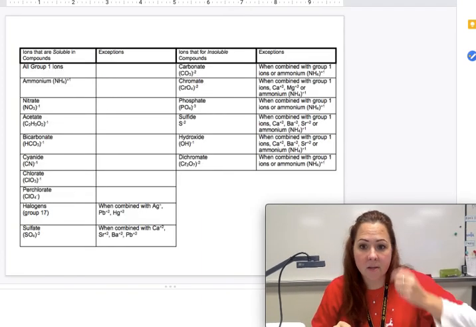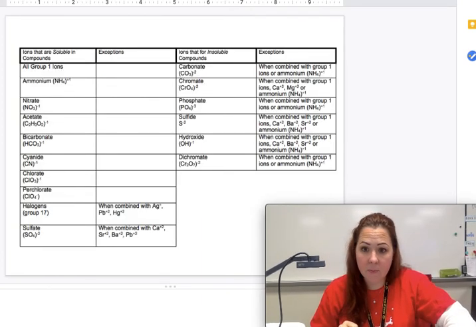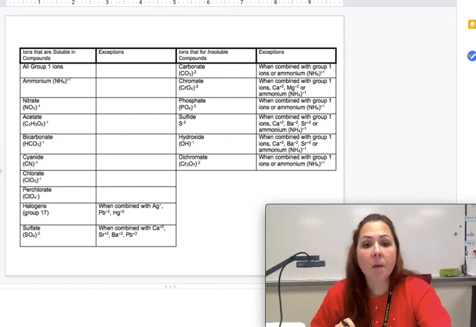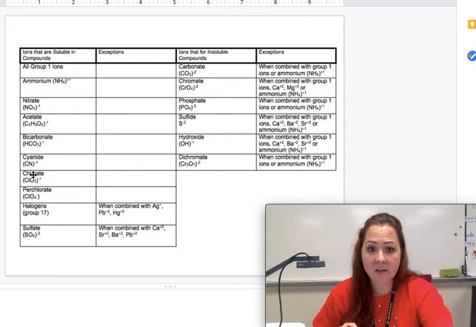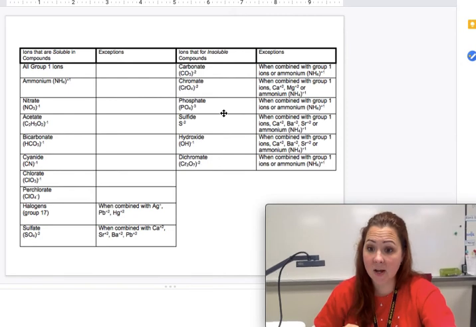The chart looks like this, and I've also got it on a piece of paper that I can actually write on. But when you look at it, it says ions that are soluble in compounds. So if you have any of these things in your actual formula, it's going to be soluble. Soluble means that it's aqueous. In this column here, it says ions that are insoluble compounds. So if you have any of these things, so if you have carbonate, chromate, phosphate, anything on this list, it's going to be insoluble, so that's your solid.